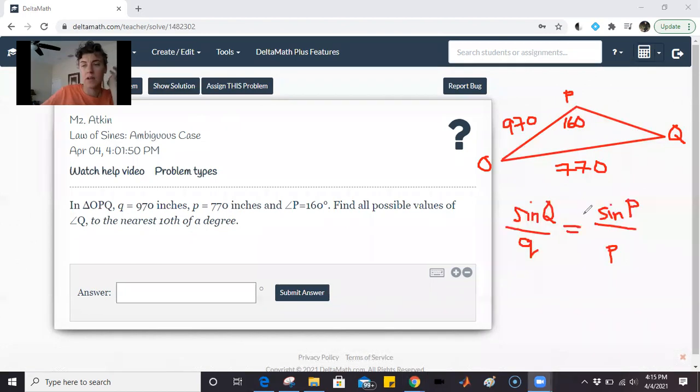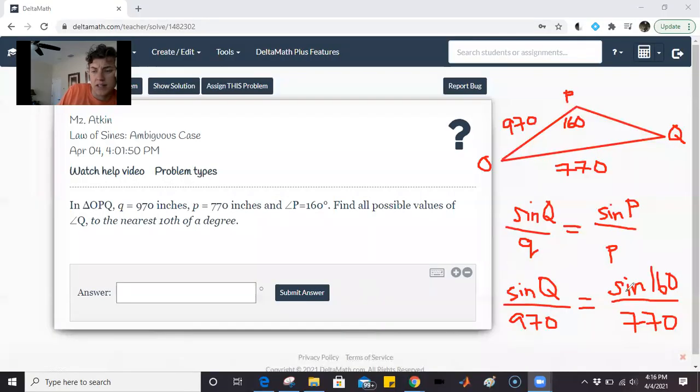So let's set it up. We're going to do sine of Q over side Q is equal to sine of P over side P. Let's plug in our numbers. Q is 970, P is 160 degrees. We'll have sine of 160 over side P, which is 770. Now we're trying to get Q by itself because we are looking for all possible values of Q. So let's get the sine of Q by itself first, and then we'll take the inverse sine of both sides.